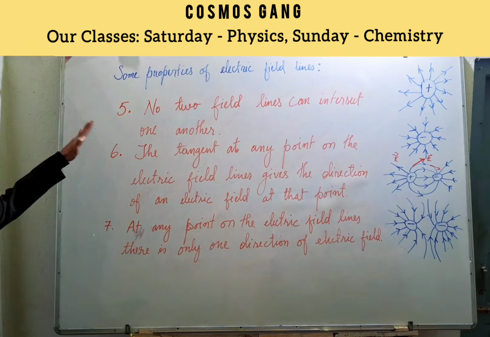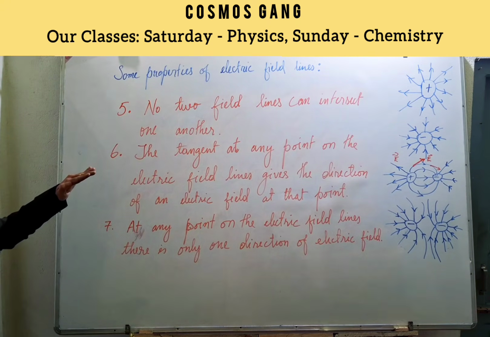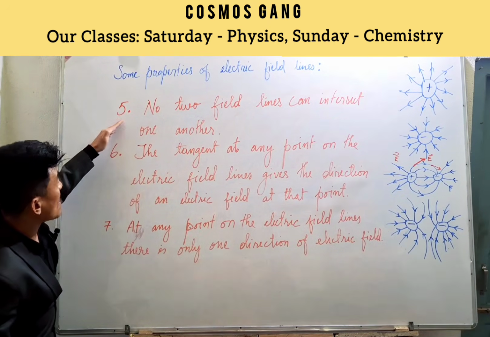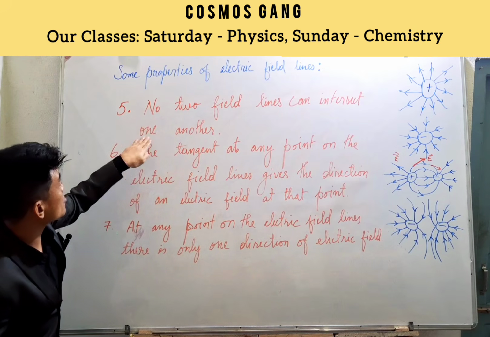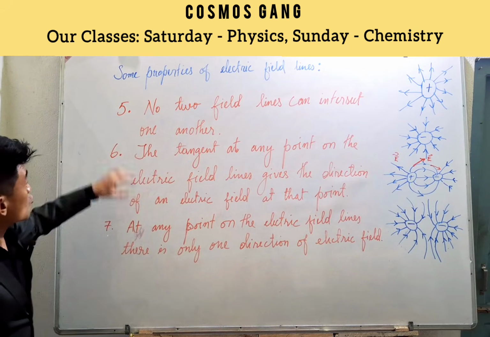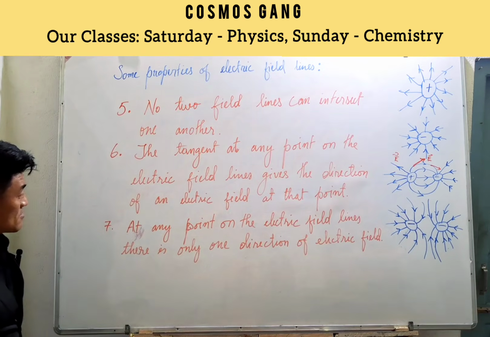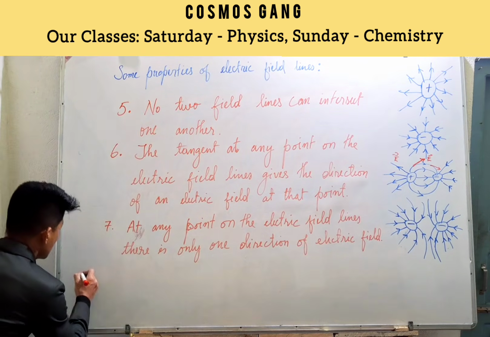We'll continue with the properties of electric fields for the conductors, but for now, as I said, we'll come back to point number 5. No two field lines can intersect one another. So this will be explained by the 7th point here. I'll give it in the note.